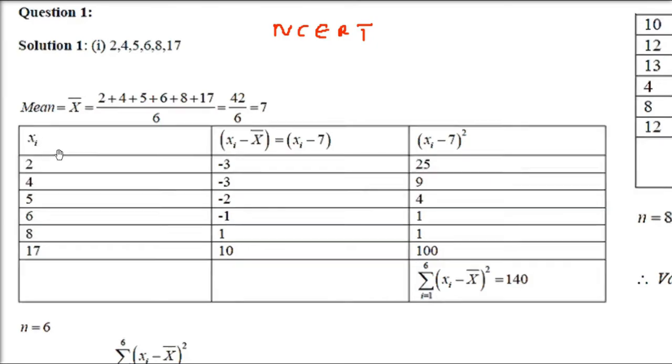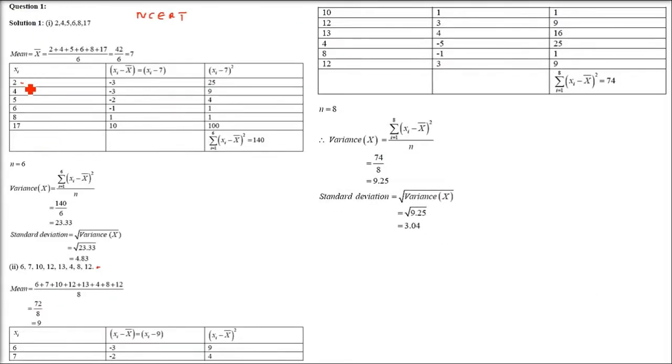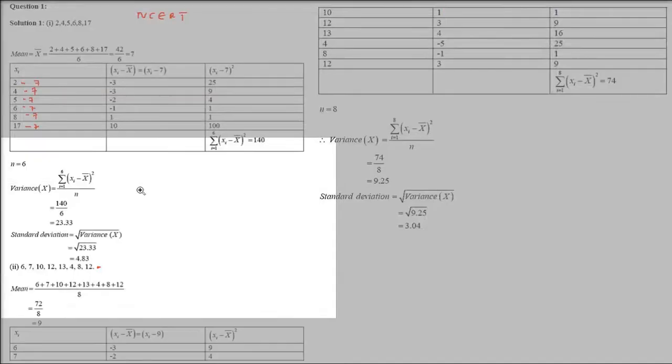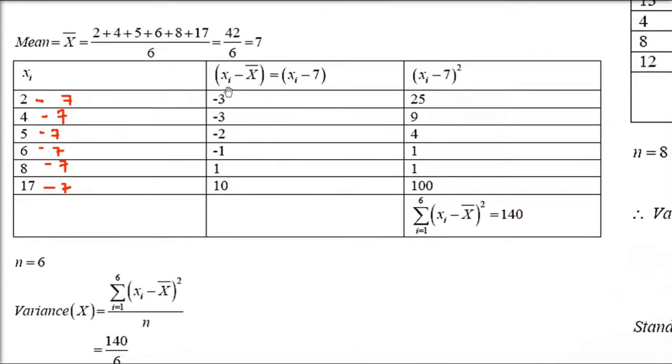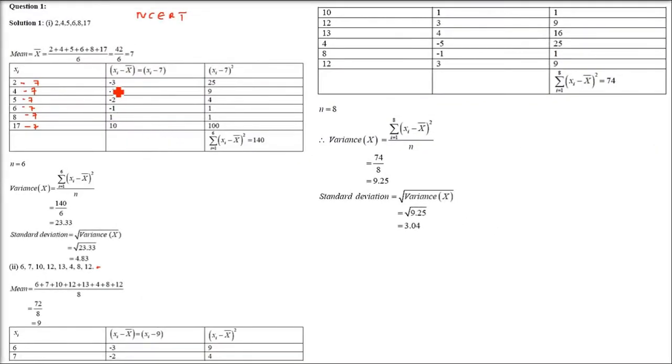Now in order to find the variance, you have to subtract this 7 from each value of the first column: 2 minus 7, 4 minus 7, 5 minus 7, 6 minus 7, 8 minus 7 and 17 minus 7. You don't have to take the modulus, because we are going to ultimately square it. So 2 minus 7 is minus 5. I'll just change it, there is a slight mistake here. 4 minus 7 is minus 3. 5 minus 7 is minus 2, like this.